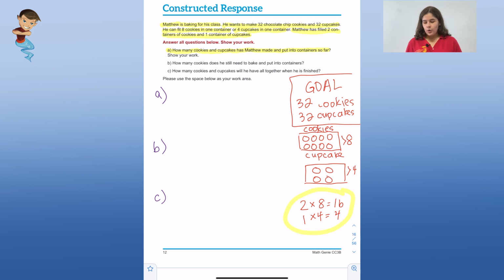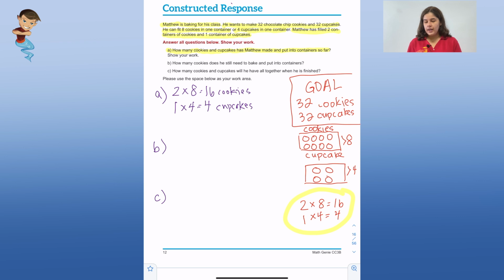Right over here. We have 2 containers times the 8 cookies that he had. So that is 16. Next, we have 1 container of cupcakes times the number of cupcakes, which is 4. How many cookies and cupcakes have been made? 16 cookies and 4 cupcakes. At this point, a lot of students find the multiplication easy, but if they're not able to understand the question, there's no way for them to do the proper math.